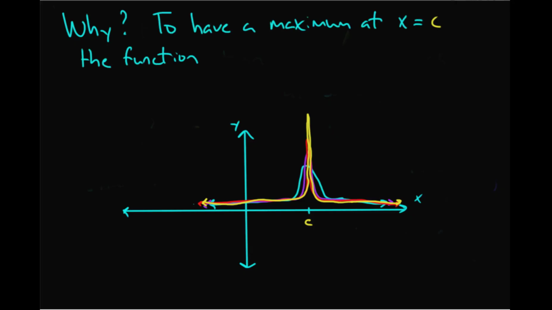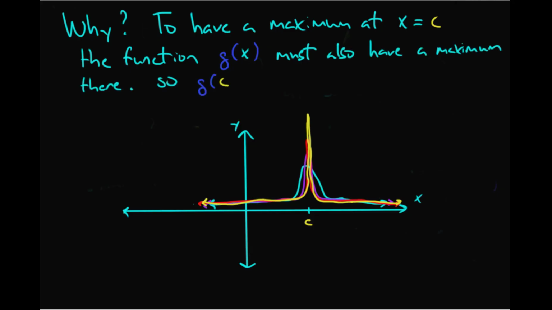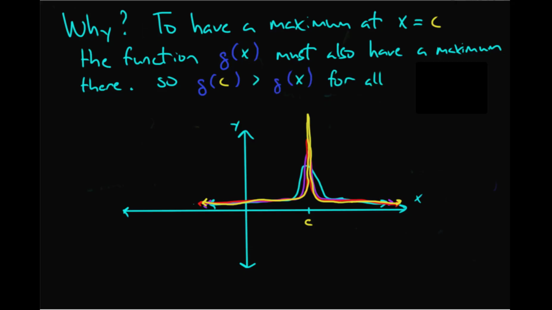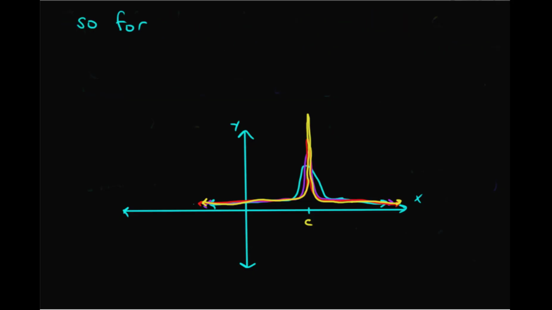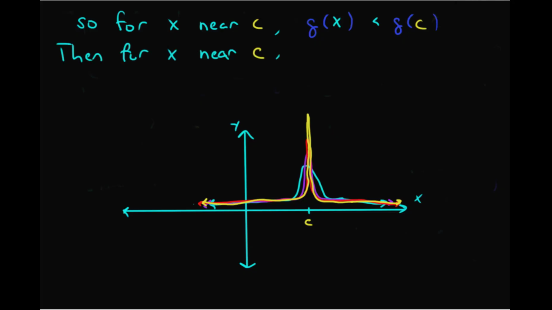Now, why is it that as we increase our parameter a, the function becomes more sharply peaked around c? Well, in order for our approximating function e to the a times g of x to have a global maximum at x equals c, that implies that the function g of x must also have a maximum there. So in other words, g of c is greater than g of x for all x. And so this means that for x near c, g of x is less than g of c, and then when we exponentiate that inequality, e to the g of x must be less than e to the g of c. Then for large a, e to the a times g of x is really e to the g of x raised to the power of a.